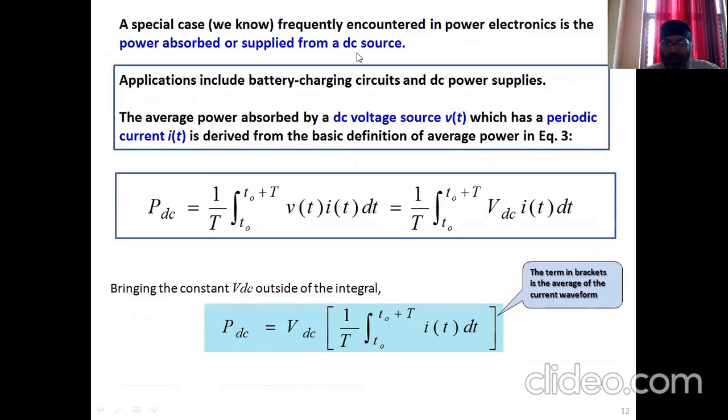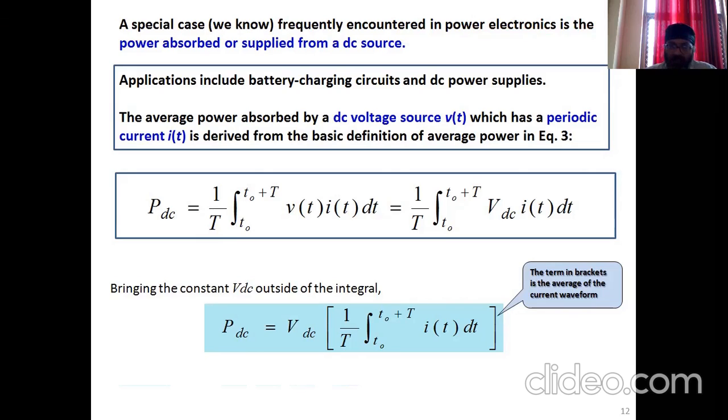A special case frequently in power electronics is power absorbed or supplied from a DC source. So this is again an average, because we are dividing it by one time cycle. So it is an average value of power. This average value of power is also called the DC value of power. Like in rectifier circuits, we get output as DC value. Input is AC, output is DC. So this average output of a rectifier is the DC value of the power.